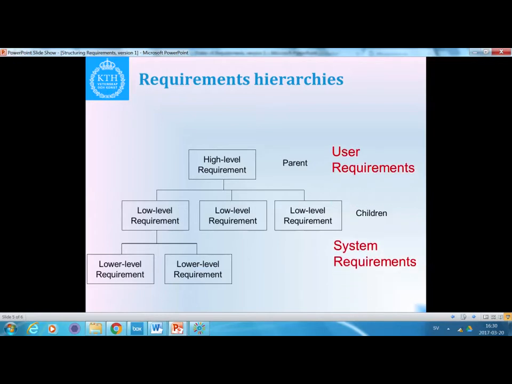But what is important is that on the highest level we have user requirements. They may be sometimes split on various levels, but usually you have one level. And then on the lower levels you have system requirements.